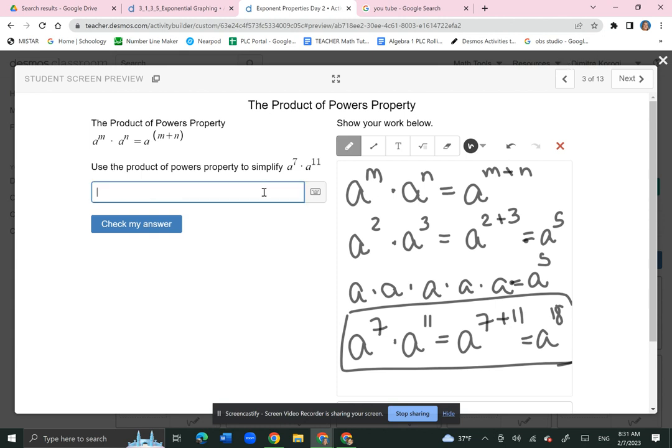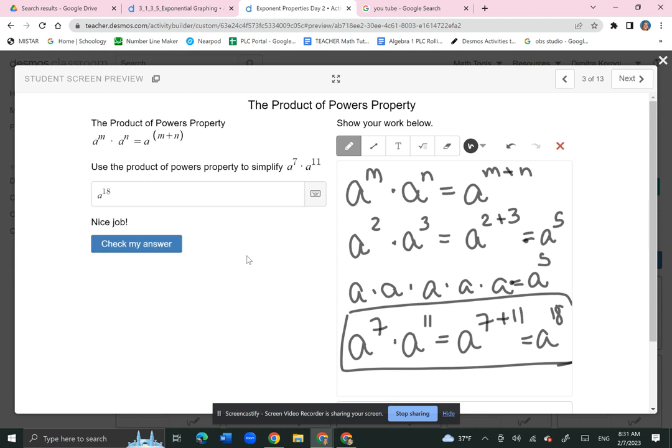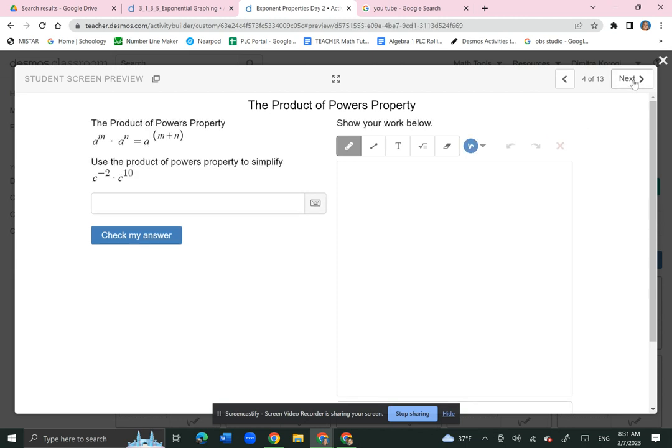Okay, so I get shift 6, raised to the power of 18. There you go. It tells me nice job. Now let's go to the next slide, see what's happening.